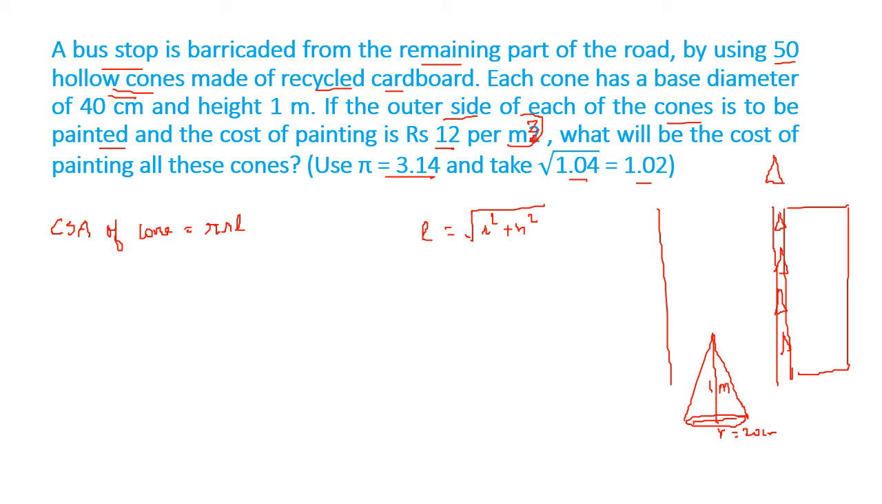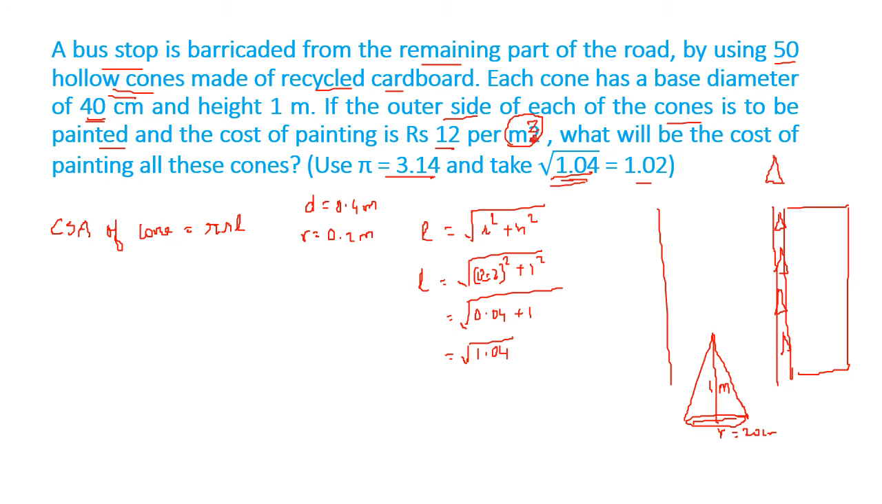Now since this is in meter square, we'll convert everything into meter. So this diameter is 40 centimeter, that is 0.4 meter I will write. So radius is 0.2 meter. So L is equal to under root 0.2 the whole square plus height 1 the whole square, equal to under root 0.04 plus 1, under root 1.04. Now they told us to use root 1.04 as 1.02, so we will write 1.02 is the length.